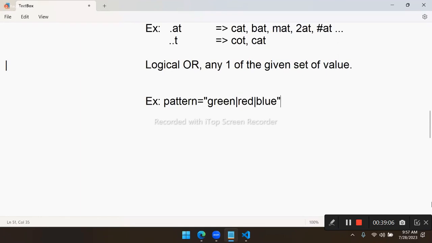Others are not allowed. Now you may ask, in that case, can I write pattern is equal to color pipe color? You can write, but it is wasting your time and space. Why? Because why are you writing two words? With one word you can validate.